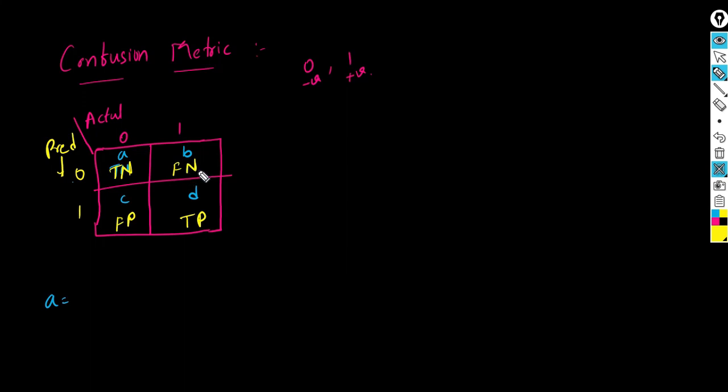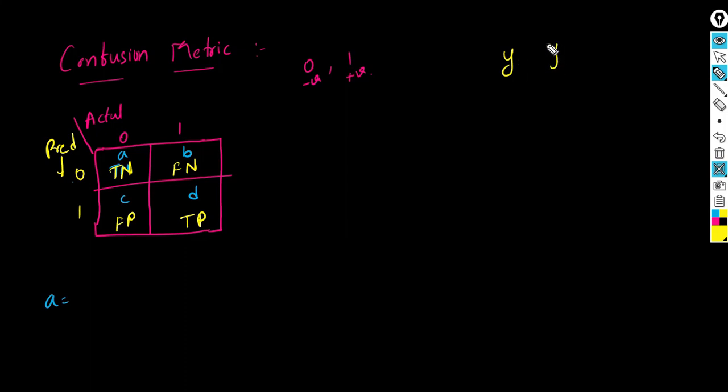This one is false negative because predicted is negative, actual is positive. Here predicted is positive, actual is negative, that means false positive. This one is true positive, like that one. Let's go with an example to get more things.